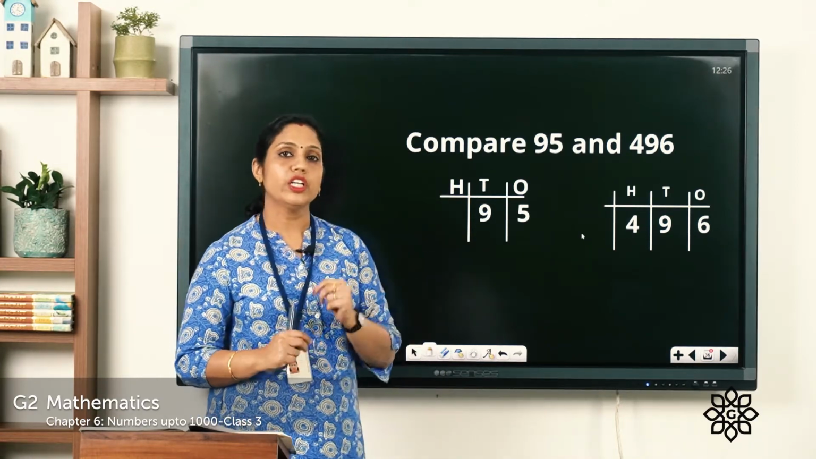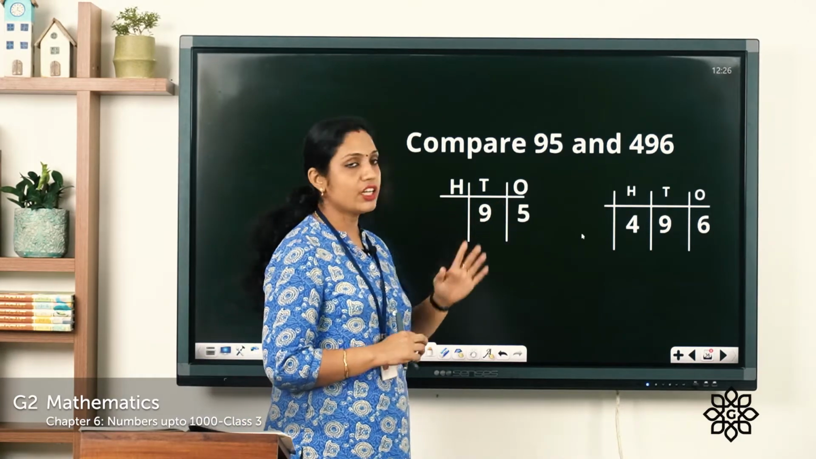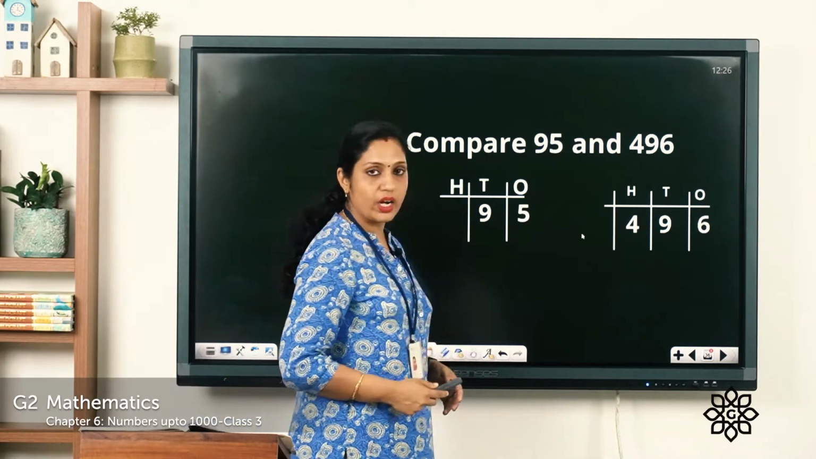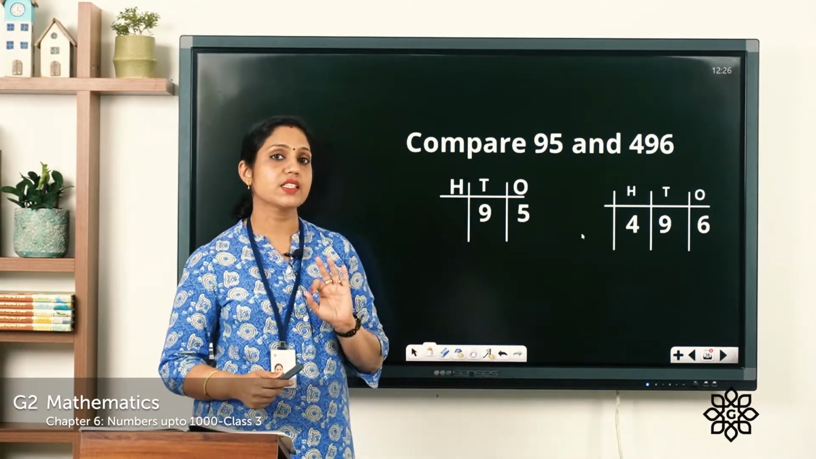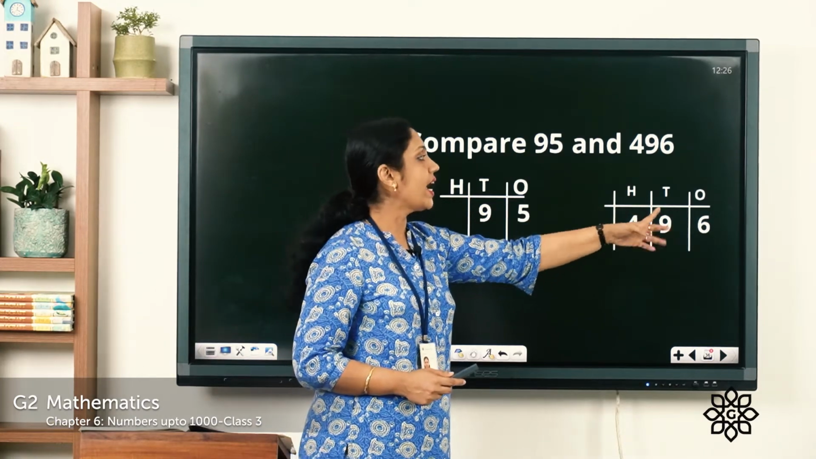95 has only 2 digits. So we can say that 9 tens and 5 ones are there in the number 95. And in the number 496, 496 is a 3-digit number, 4 hundreds, 9 tens and 6 ones.